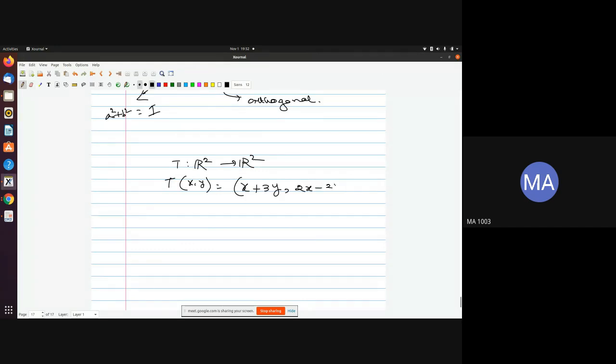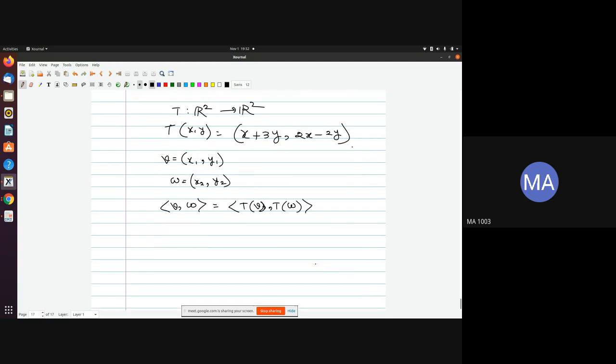Okay. So what do I have to do? Take V as (x1, y1) and W as (x2, y2). Correct? So what we have to check is whether the inner product of V and W is the same as the inner product of TV and TW. This is what we have to check, whether it is satisfied or not.